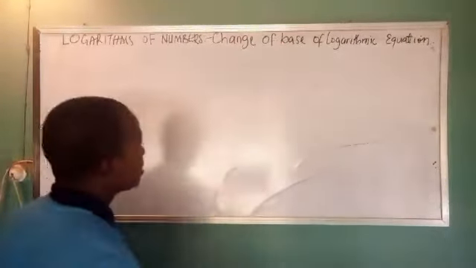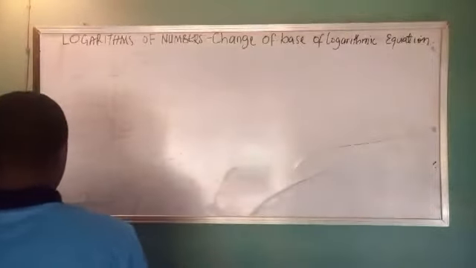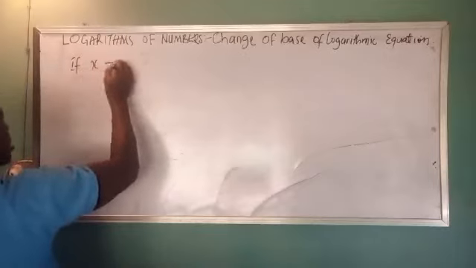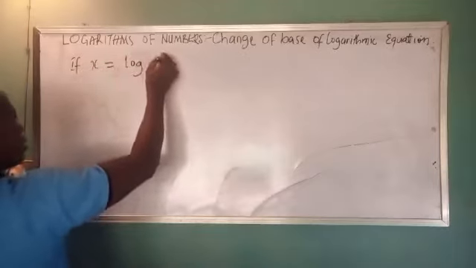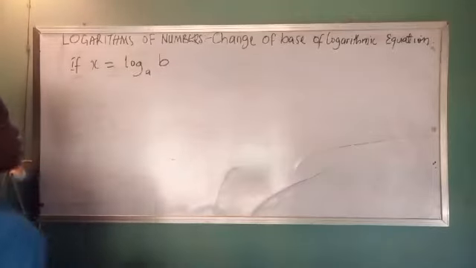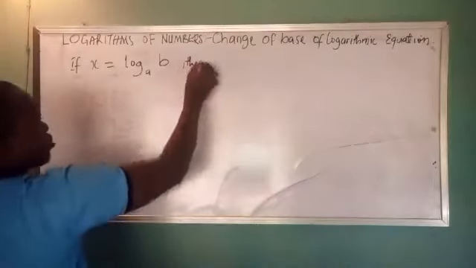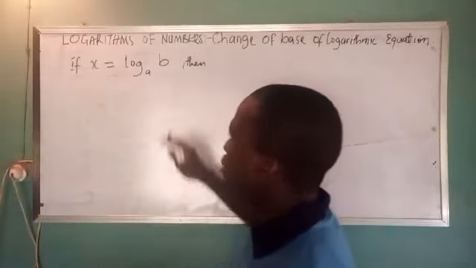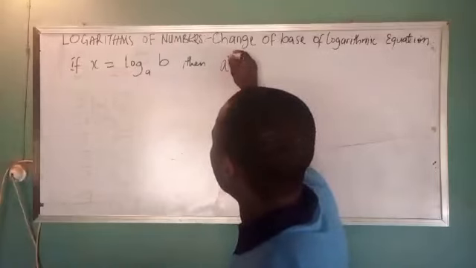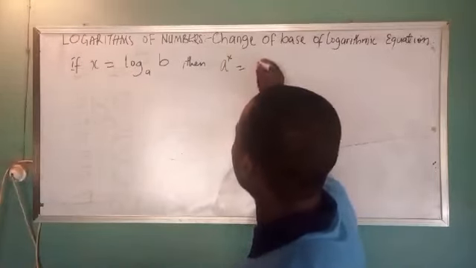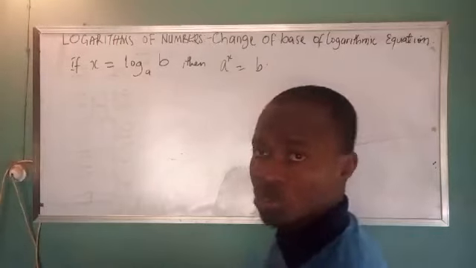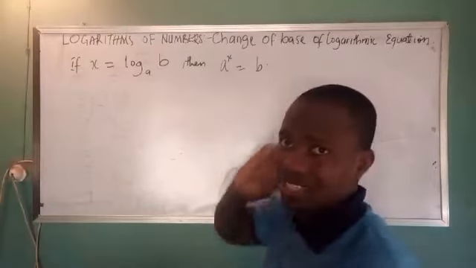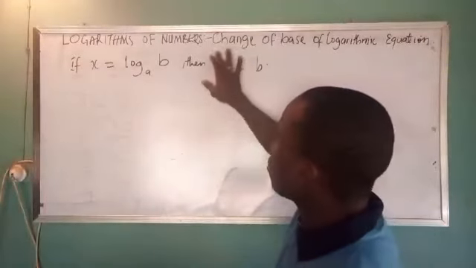So let's say we have x equals log b to base a. Now writing this in index form, this will automatically be a to the power x equals b. A to the power x equals b. So that is this one in indices.